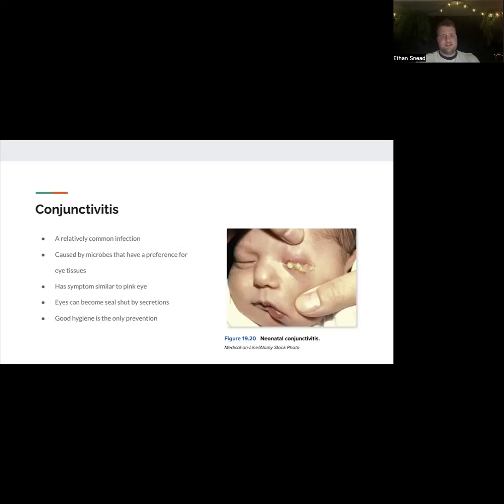And the secretions are pus-like fluids. And for those who've had it, if you fall asleep with this, it can seal your eye shut in your sleep, and you have to wake up and pull your eye apart, which can be extremely uncomfortable. And this can be common in children as well.